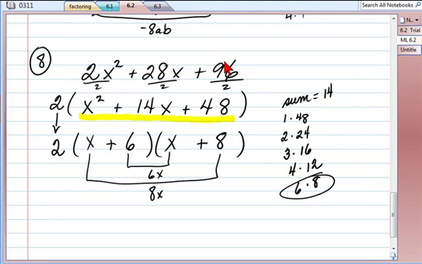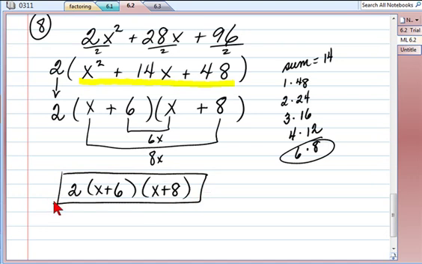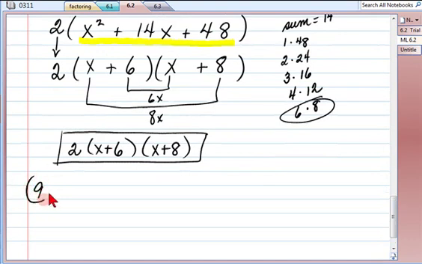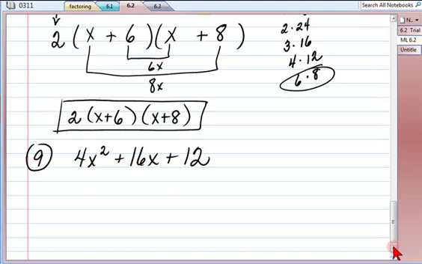Your final answer to get credit must include the 2, the x plus 6, and the x plus 8. And there is not a rule about what order those need to be written. So you could have 2 times x plus 8 times x plus 6. Commutative property of multiplication says they're both right. All right. I would like you to try number 9. It is 4x squared plus 16x plus 12, and I'd like you to factor that completely.